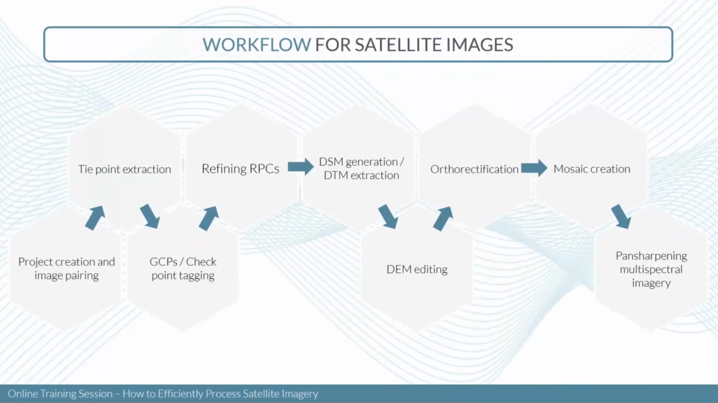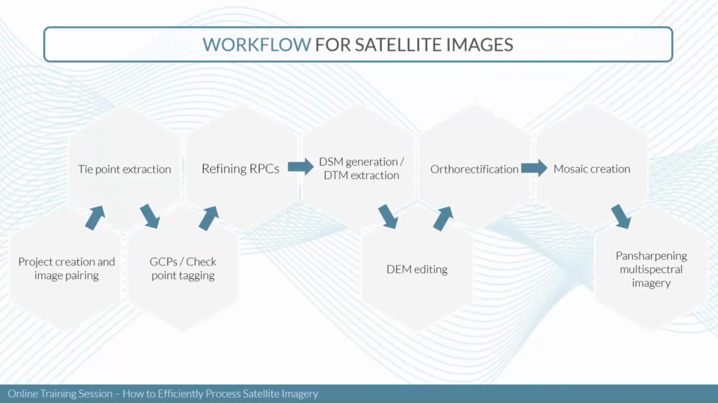Basically, the workflow is quite similar to an aerial project within Correlator 3D. Maybe the first few things that will change are the project creation and, at the end, the Pansharpening of the multispectral imagery. So first of all, the first step is to create your project and pair your images to successfully create a surface model from your panchromatic images. I will talk later a bit about the difference between the multispectral and the panchromatic and their respective resolutions.